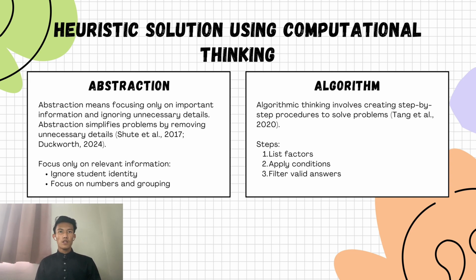And next is algorithmic thinking. Algorithmic thinking involves creating a step-by-step procedure to solve problems according to Tang et al. in 2020. The first step is list factors. Second step, apply conditions. And the last step is filter valid answers. This step makes our solution more systematic, clear, and easy to follow.